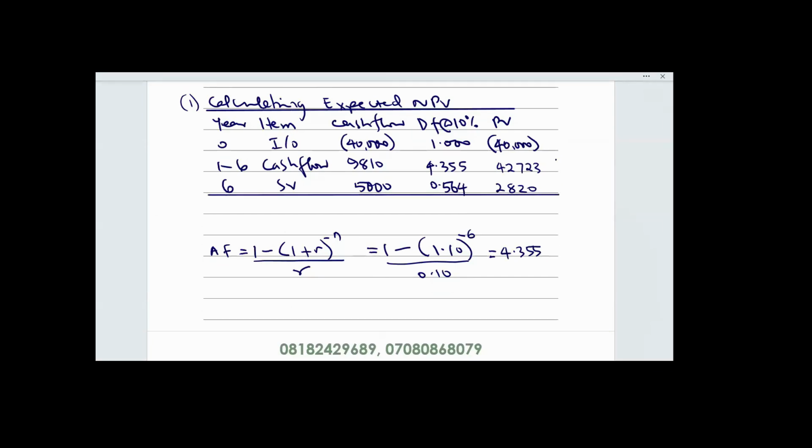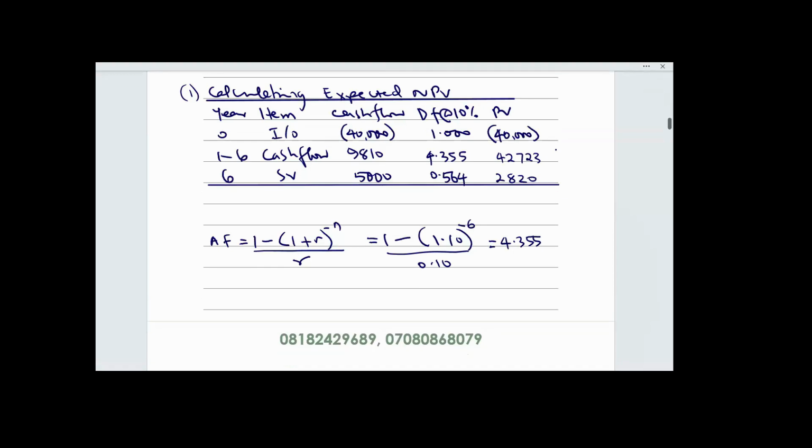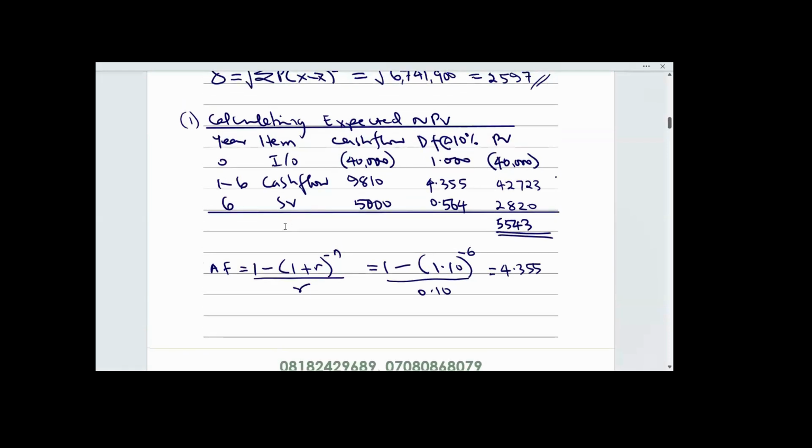The difference is 2820 plus 42,723 minus 40,000 equals 5543. So the expected NPV is 5,543 naira. So this is how to calculate expected net present value.